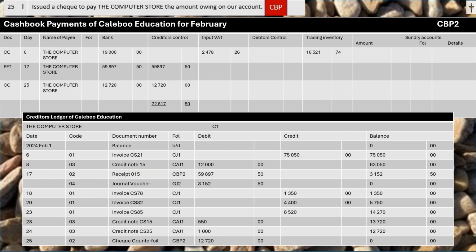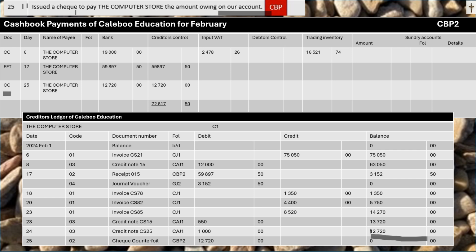On the 25th, we issued a check to the computer store for the amount owing on our account. There we go, 12,720 we owed the computer store, and now we're settling that amount. Issued a check. These days you'd most probably make an EFT payment, but let's go with the check. So the check was issued.